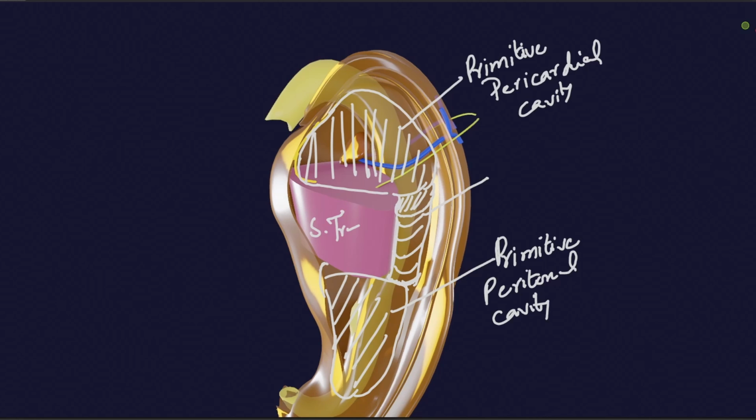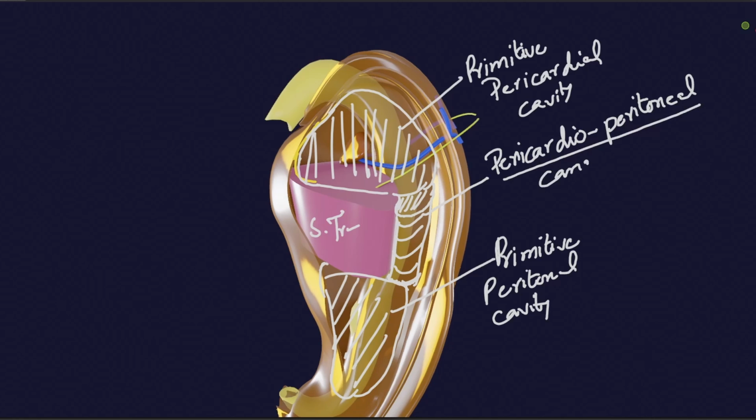So what should be the name of these canals? Logically, they are called the pericardioperitoneal canals, because at one end they are connecting the pericardial cavity with the peritoneal cavity. So this is the pericardioperitoneal canal. Right now we are looking at the left pericardioperitoneal canal, and of course on the other side there will be the right pericardioperitoneal canal.